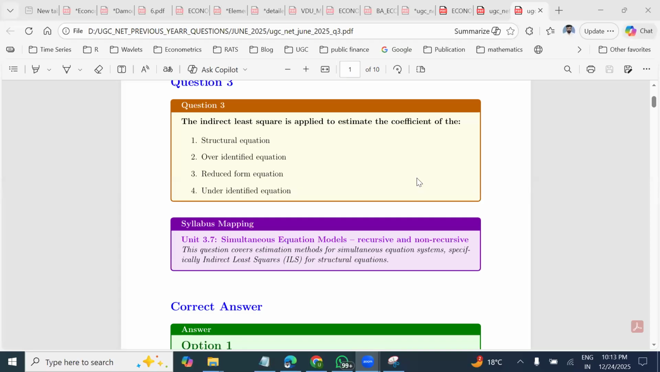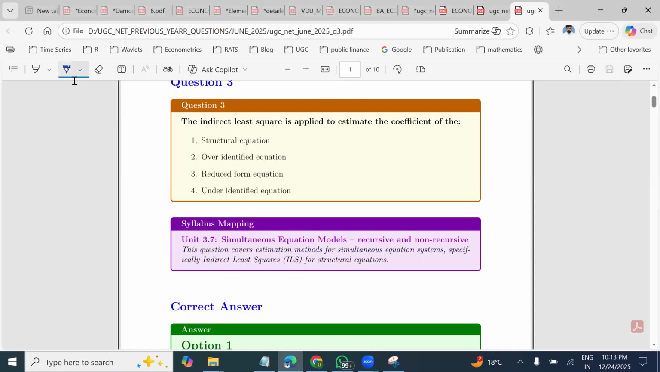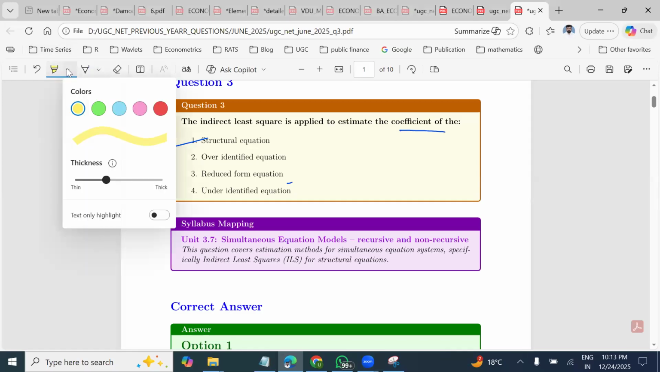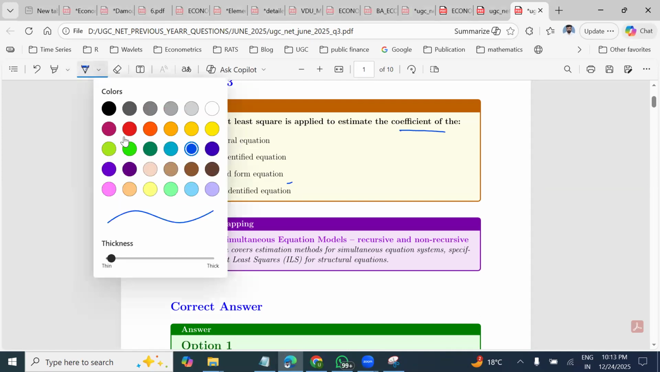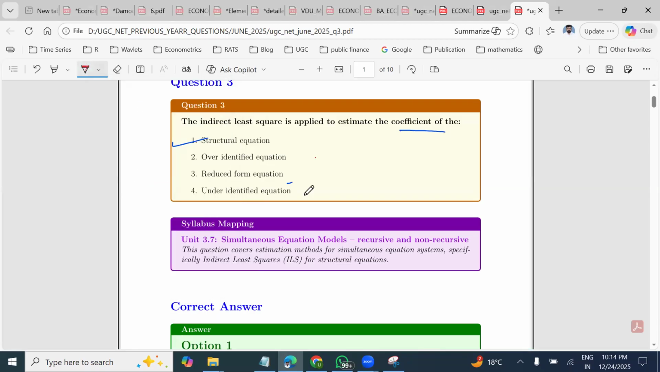So this question was there, I think, in June 2025. Indirect least square is applied to estimate the coefficient of which type of equation? Structural equation, and you can say over identified equation, then reduced form of equation, then under identified equation.